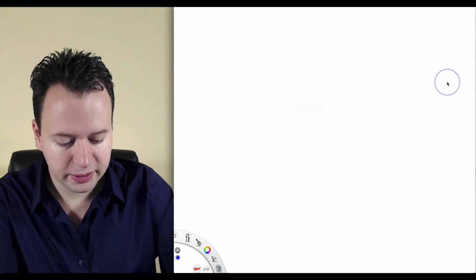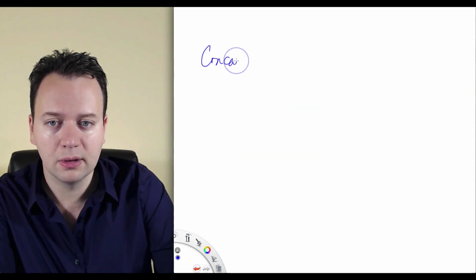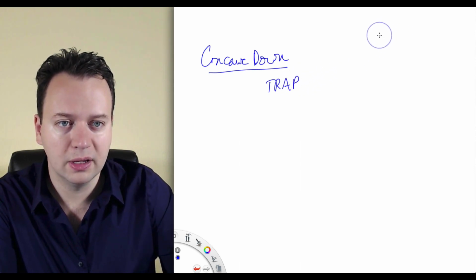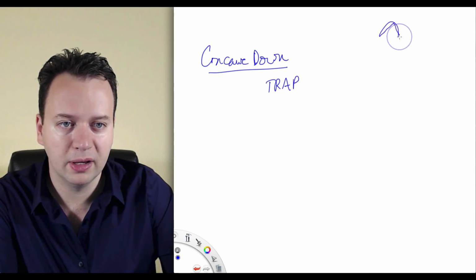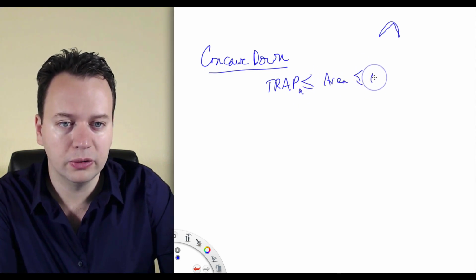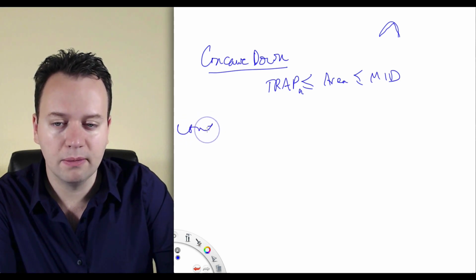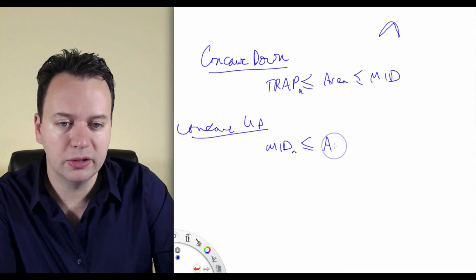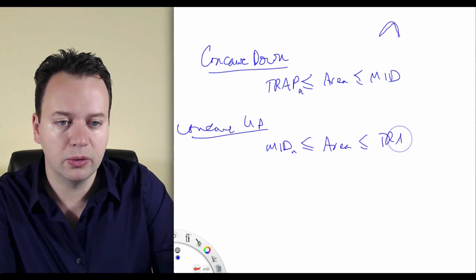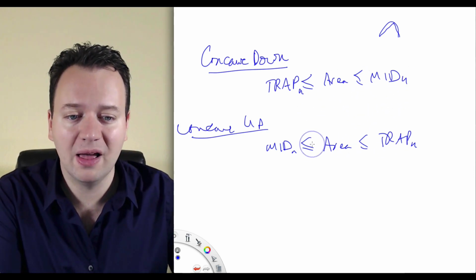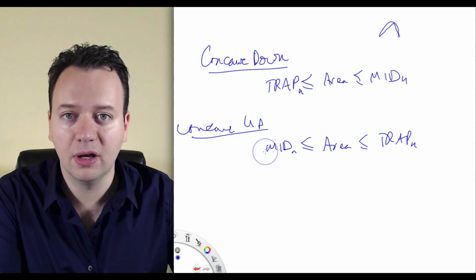So the overall summary: if your function is concave down, then the trapezoid rule, you can always think, okay, concave down, trapezoids are going to be like this. Those are underestimates, less than or equal to the area, less than or equal to the midpoint rule. If it's concave up, the midpoint rule is going to be less than or equal to the area and less than or equal to the trapezoid rule. So that's how the trapezoid rule and midpoint rule become upper and lower bounds when you have concave up and concave down functions.